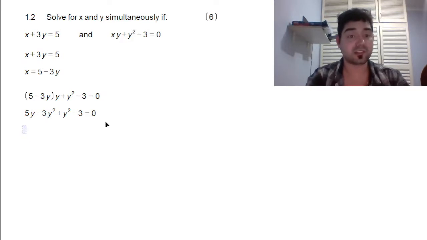Next thing, we're going to put this in standard form. So we have to add up our like terms. Negative 3y squared plus y squared is negative 2y squared. Okay, that's taking these two and adding them up. Next thing, we've got 5y minus 3 equals 0. So we didn't need to change those. I want to put this in standard form, so I'm going to divide by the negative.